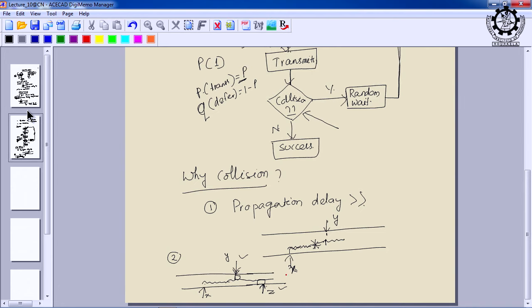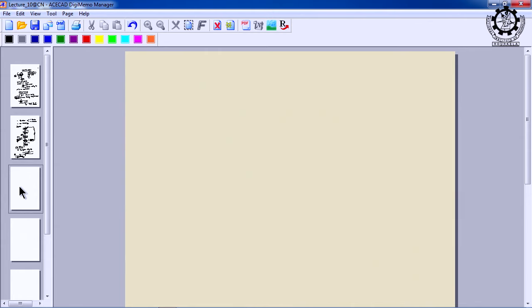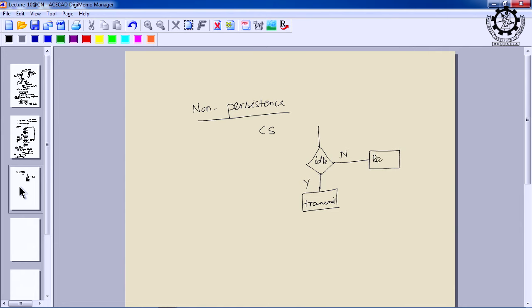Now, before going into how to avoid this collision, we will see another kind of protocol, that is the non-persistence one. What happens in the non-persistence protocol? Again the carrier sensing takes place, and everything regarding idleness and busyness remains the same. The only thing is that if I check for idle and it is yes, then transmit. If no, what was happening? It was continuously persisting. But in the non-persistence case, if it is no, then the station resumes its own work.